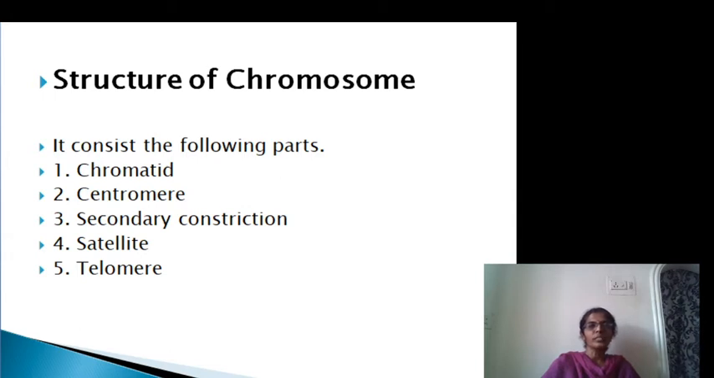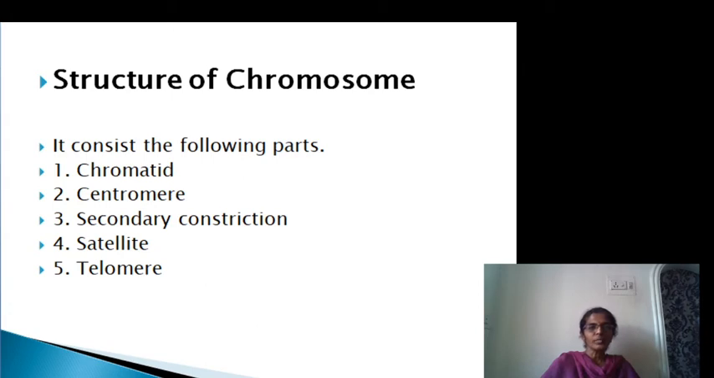And the third part is the secondary constriction. Apart from the primary constriction, which we also call the centromere, a secondary constriction is also present in chromosomes. At the secondary constriction, nucleolus organization takes place. That's why this part is called the nucleolar organizer region, in short NOR.